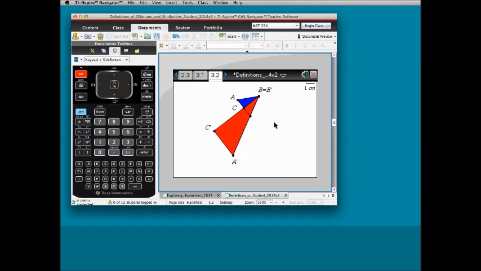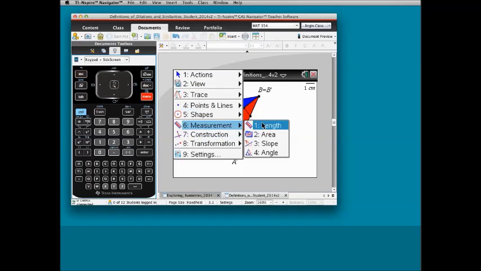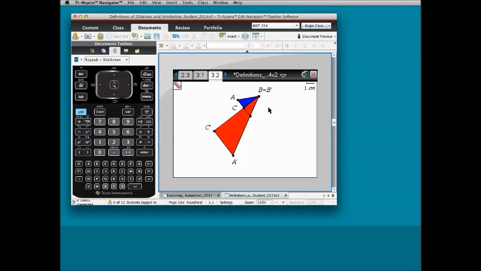Measure the length of BC, or BC to BC prime. Okay, so here's my prime. Okay, so I have those two. I'm going to just type a text box. I'm going to do big over small, and I'm going to calculate.